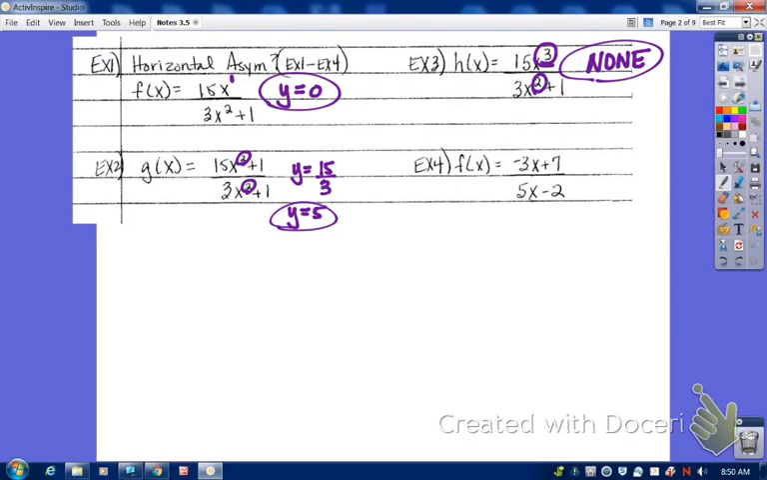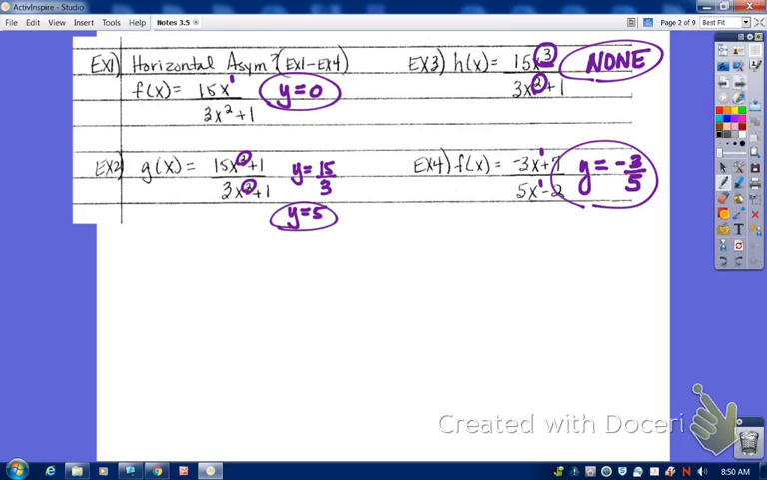Example 4, f of x is equal to negative 3x plus 7 divided by 5x minus 2. What's the degree in the top and the bottom? 1, so they're tied. I will have a horizontal asymptote, and it will be at y equals what? Negative 3/5. That's about negative 0.6. So I would have a horizontal dotted line down about negative 0.6 units, and it would just be dashed across my graph, and my graph would approach that horizontal asymptote.